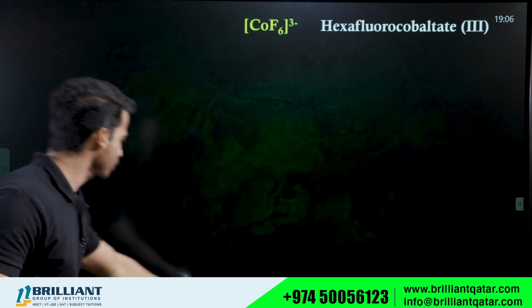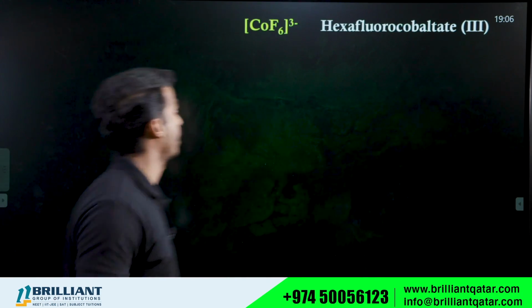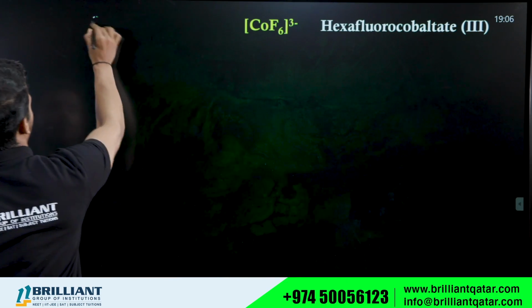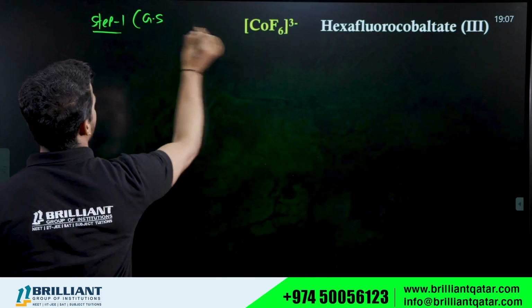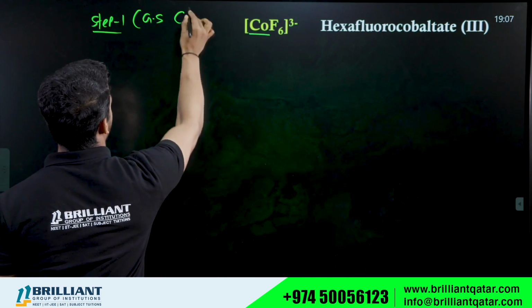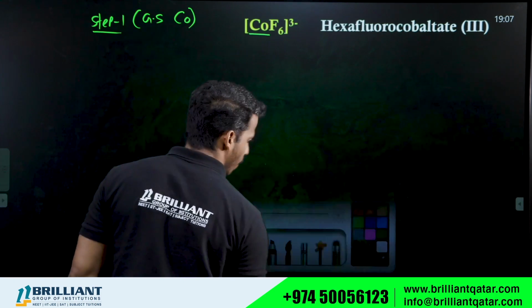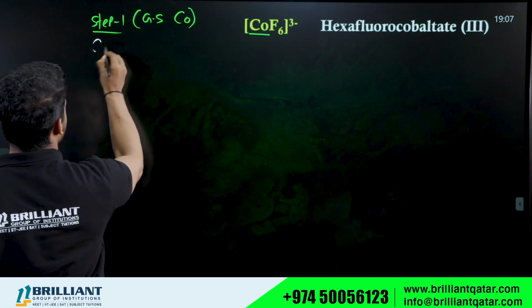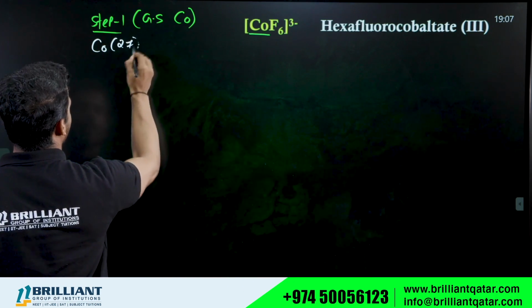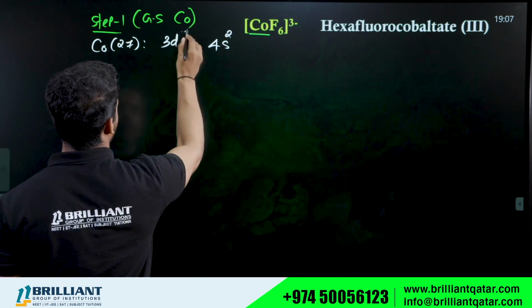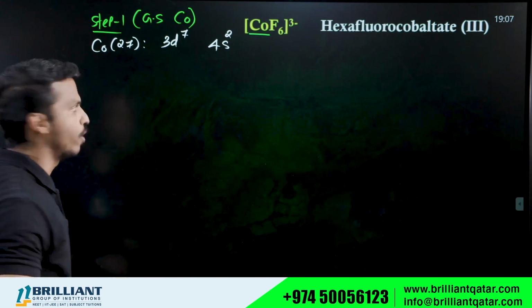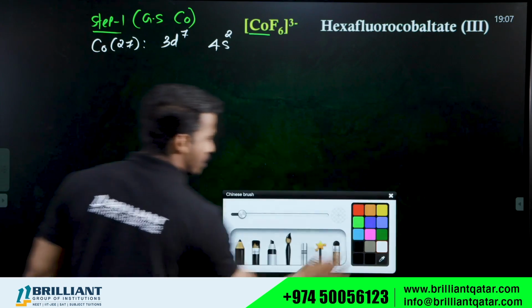Third question. Carefully, there is a difference in this question, okay? Step number 1: write the ground state electronic configuration of the metal atom cobalt. All of you, cobalt atomic number is 27. 27 electrons you can fill like 4s2 3d7. Practice maximum, you will get the speed, okay? And let's go to step number 2.